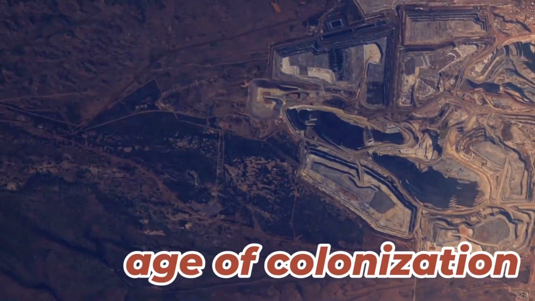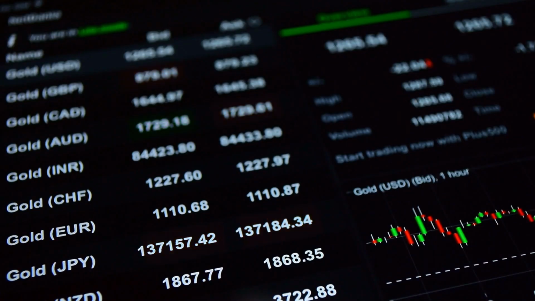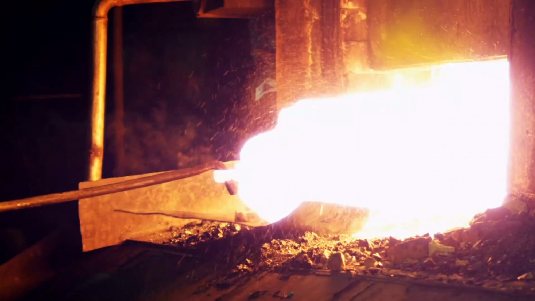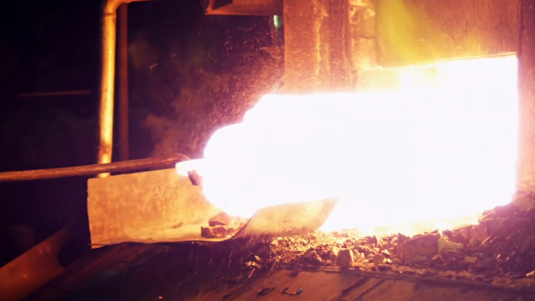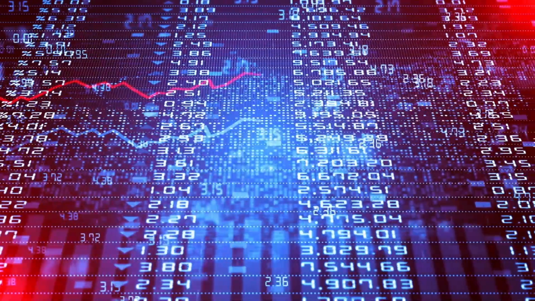In the age of colonization, more and more goods came into circulation, which meant that tons of precious metals had to be transferred from one place to another. The solution was to establish a gold standard. The inevitable fluctuations in market prices were to be balanced out.